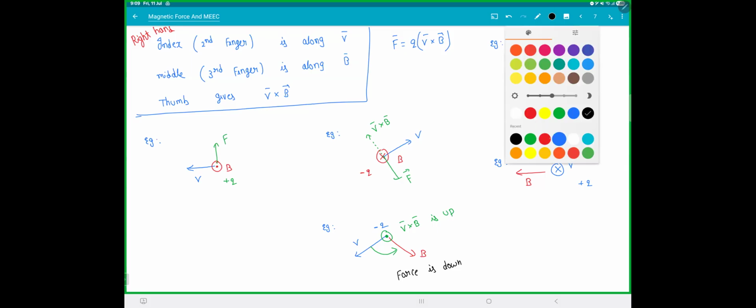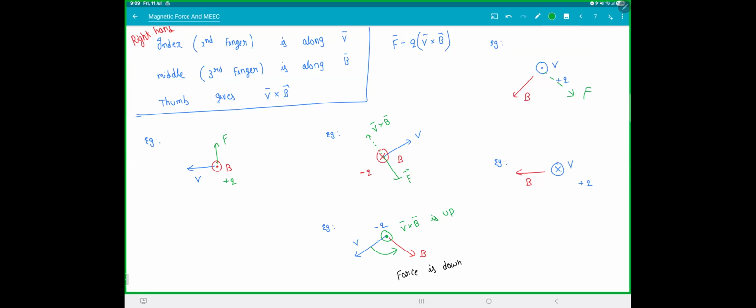What about this one? Here V is pointing down, so the thumb is down, and your middle finger is pointing north. Sometimes it becomes difficult to twist your fingers. So visualize it like this: V is down, B is this way, so V goes towards B. V should rotate this way. Are you able to see the rotation? V rotates towards B, so you can see how it goes. It is pointing up. Clear?